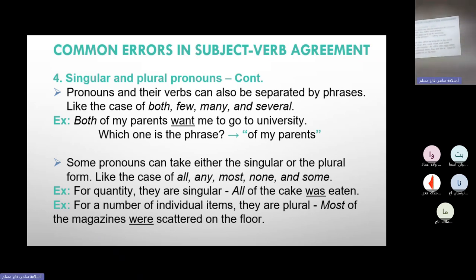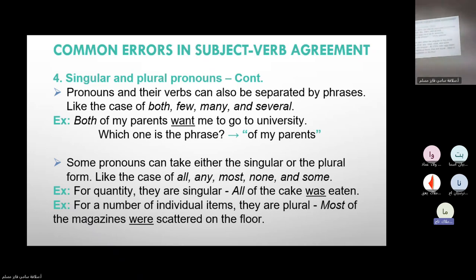Some pronouns can take either the singular or the plural form, like all, any, most, none, and some. For quantity, they are singular. All of the cake was eaten. So a quantity we took as one block, therefore it's singular.